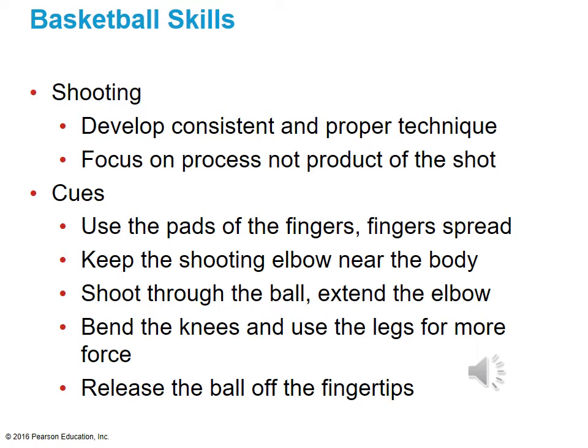Shooting is our fourth fundamental in basketball. You want to get it to where they are consistent and have proper technique. There's a lot involved with shooting correctly. The cues mentioned here: use the pads of your fingers. We've said that about every skill. Keep the shooting elbow near the body. In many students, that elbow is way out. Your right elbow should be in line with your right big toe. That's how close your elbow should be to your body.